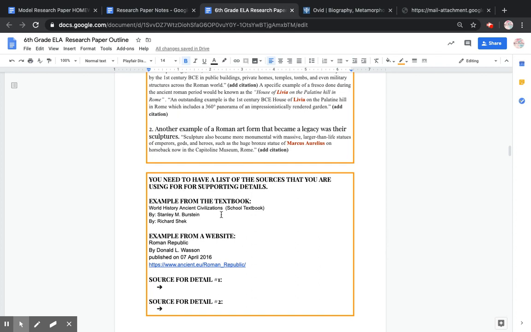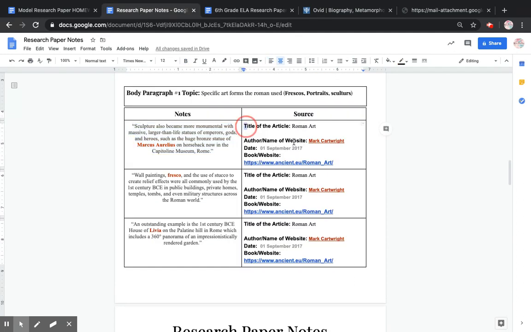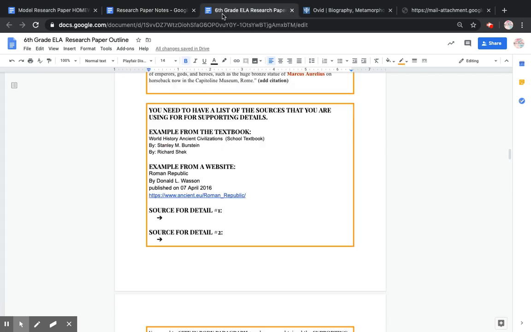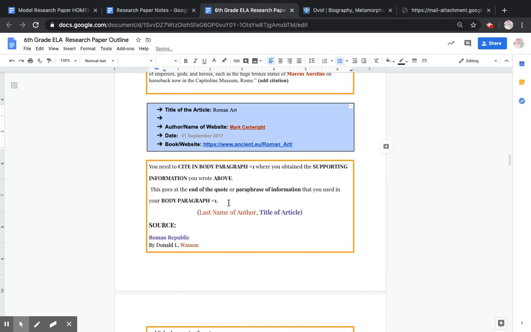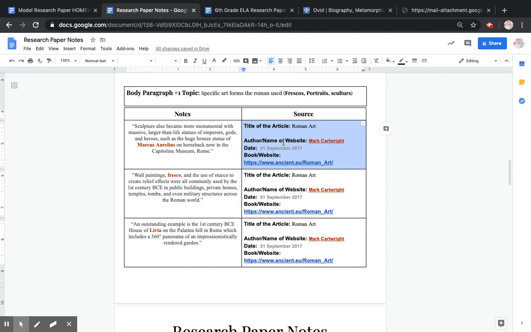Remember, we need to list our sources that we're using. So I need to list my source right here. Now I already have that done in my notes. So I have my Roman art, and it came from the same source. So I can make sure. Again, remember I can't do the block because then it'll create that. So see how this whole thing is filled in blue? It's going to create that block. So I need to make sure I get it right here. All right, perfect.